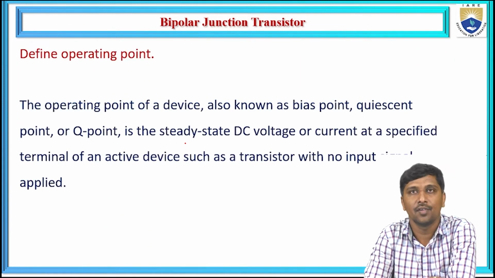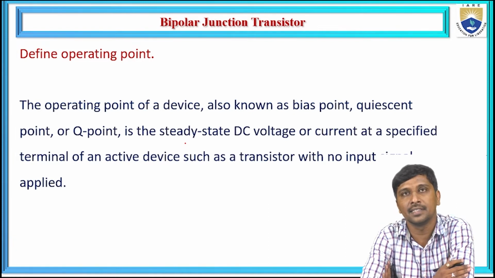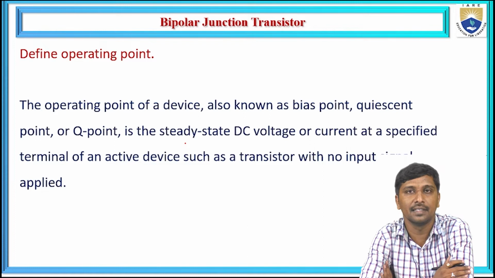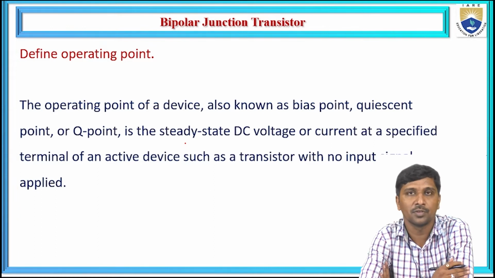Now, define operating point. In a bipolar junction transistor or in a diode, the operating point is the most important point. It means the point at which the device is functioning exactly, with no distortions and no losses in that particular device. So we need to define a particular operating point. That operating point is also called a Q point.